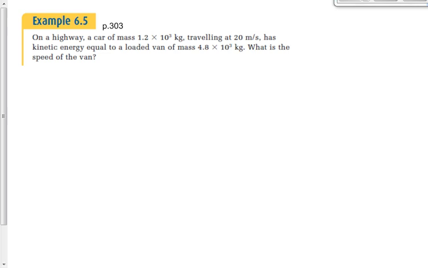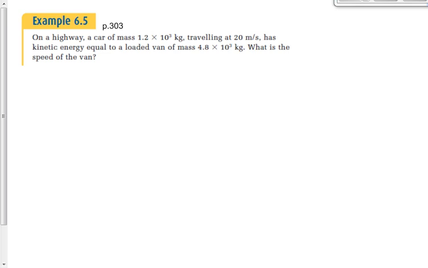This is actually a pretty hard question to start off with for kinetic energy. It is. We have two objects here, a car and a van, both with different masses. Which one are we trying to find the kinetic energy of? They both have kinetic energy. They're both moving. Which one are we dealing with? Both.